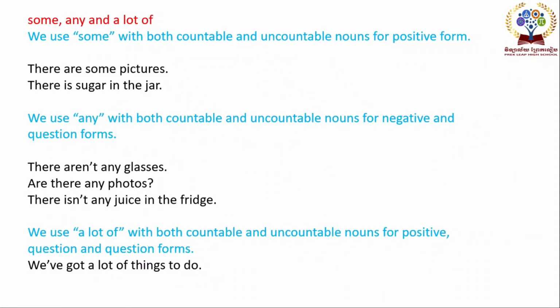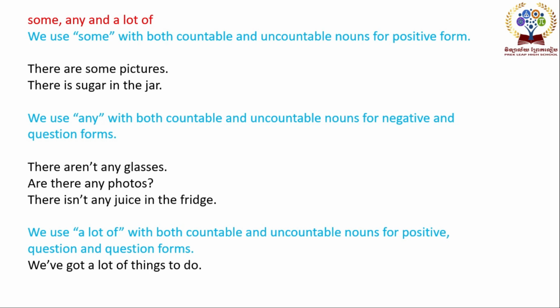So now let's take a look at how we can identify or distinguish between some, any, and a lot of. We use some with both countable and uncountable nouns in positive form. Example, there are some peaches and there is sugar in the jar. So you see, of these two sentences, the first one has a plural noun and the second one has an uncountable noun.